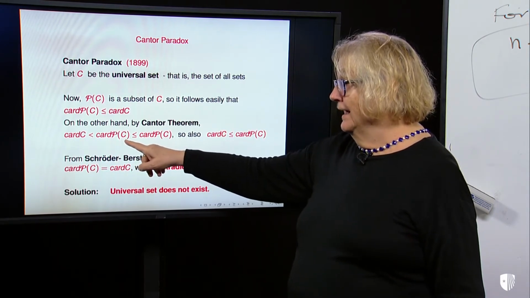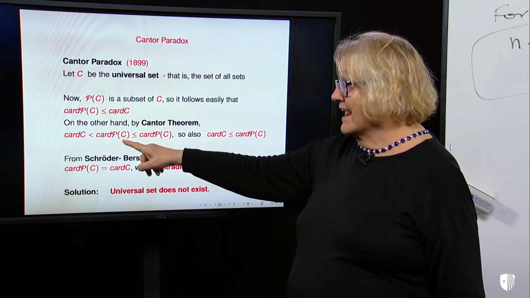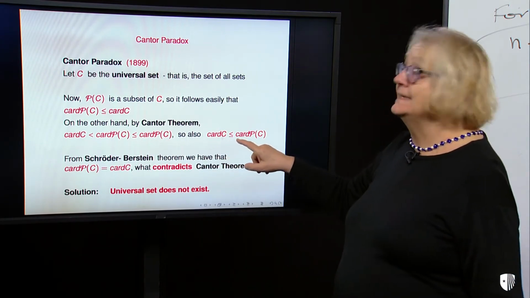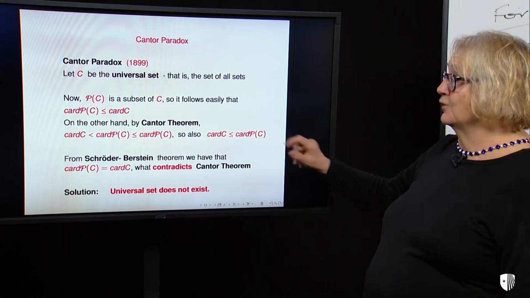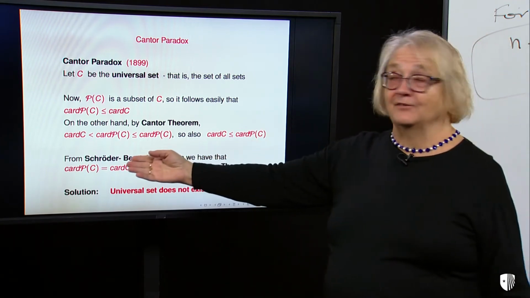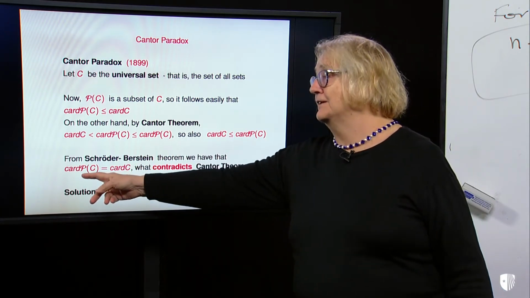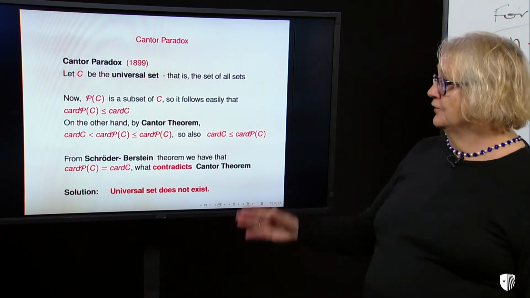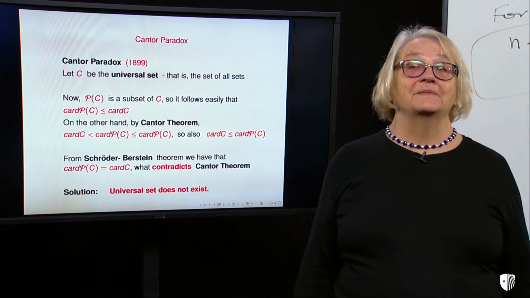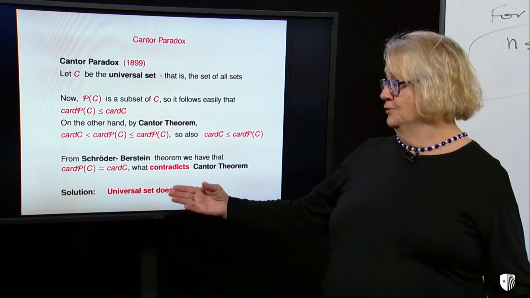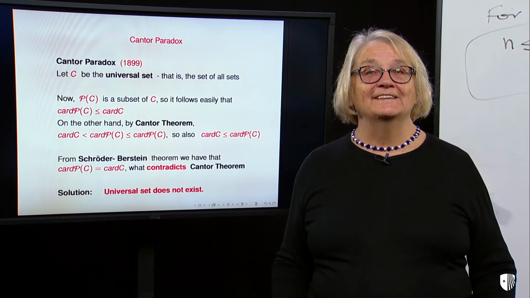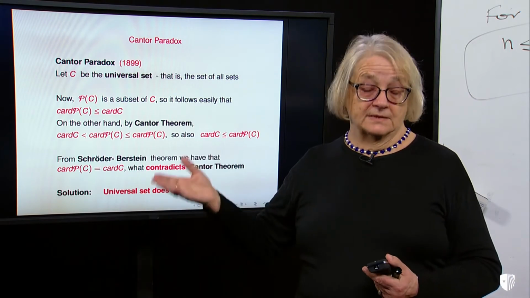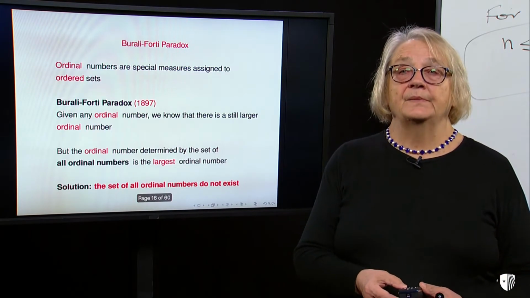And of course, the cardinality of A is less than or equal to the cardinality of A, so you have less or equal here. So you get that the cardinality of C is less than or equal to the cardinality of the set of all subsets of C. By the Cantor-Bernstein theorem, we have that the cardinality of the set of all subsets of C is the same as the cardinality of C, a contradiction to Cantor's theorem. So, solution: the universal set does not exist. We know already we have a lot of sets, but a universal set does not exist. Otherwise, it would contradict Cantor's theorem.